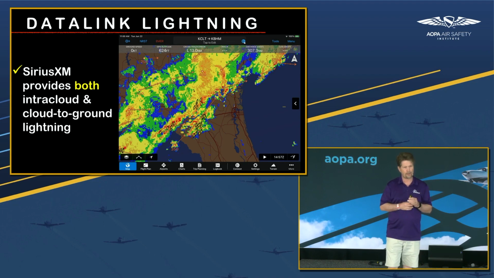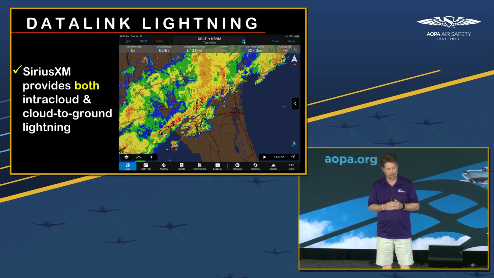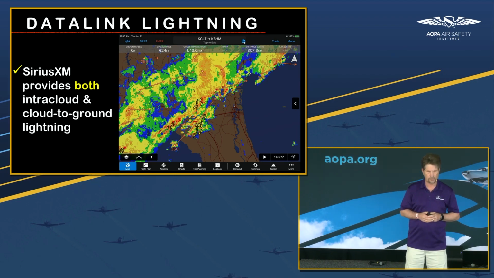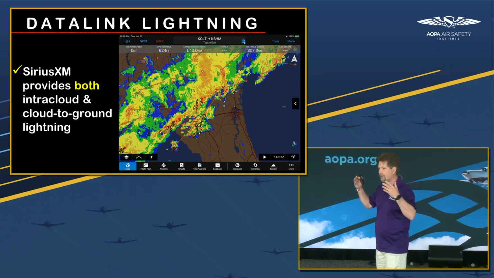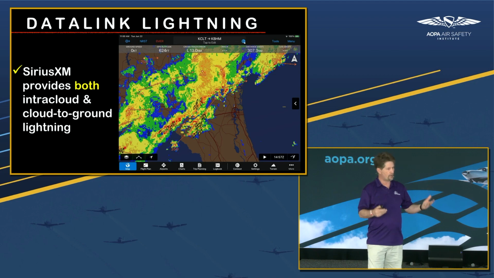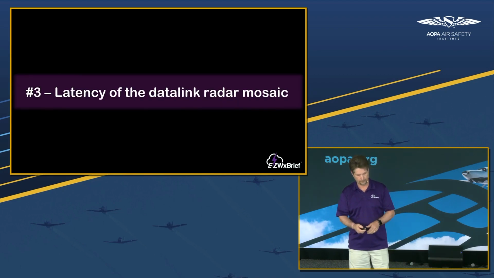Turns out that SiriusXM does provide the case where you see both intracloud and cloud to ground lightning strikes. So you get the best of both worlds with that. You're not missing anything. So if you're flying along and you're seeing a developing cell, and you may see something on your storm scope, but you're not seeing something on your FISB, most likely that's the case of an intracloud lightning strike. Okay?